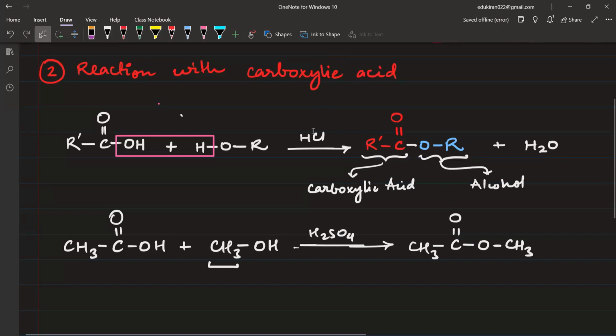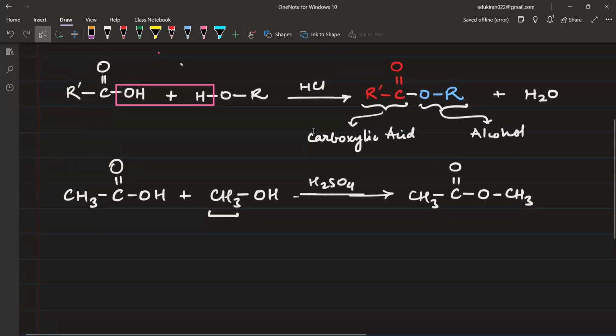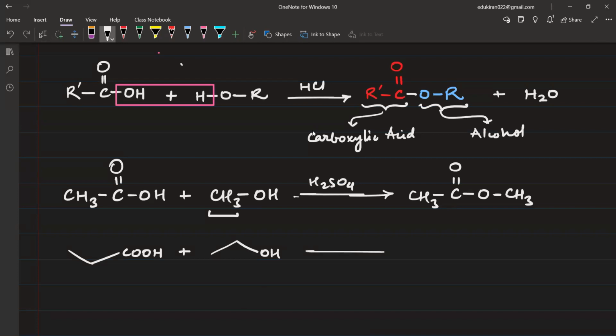So you need to first of all keep the carboxylic acid part, the C double bond O, as it is, and then add O and whatever alkyl group is present in the alcohol. So let us suppose you have 1, 2, 3 carbon atoms, and then you have C double bond OH. Sometimes you will see just COOH. So you have to understand this is carboxylic acid, plus I am having 2 carbon atoms and OH. So in the presence of HCl, here we have 1, 2, 3 carbon atoms.